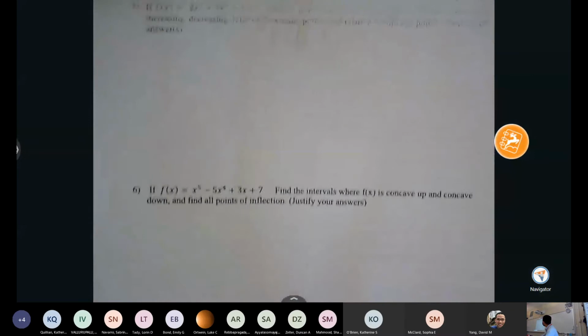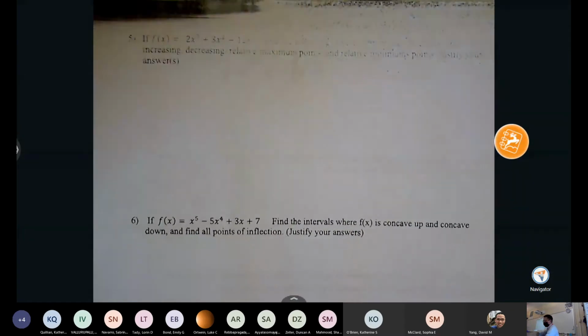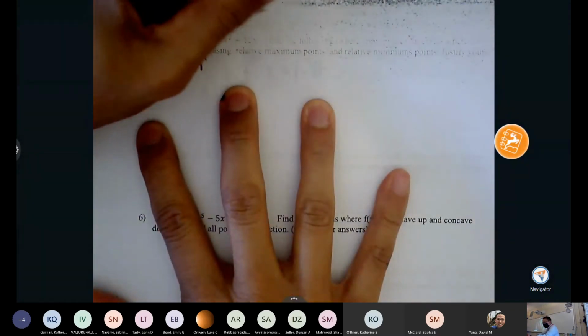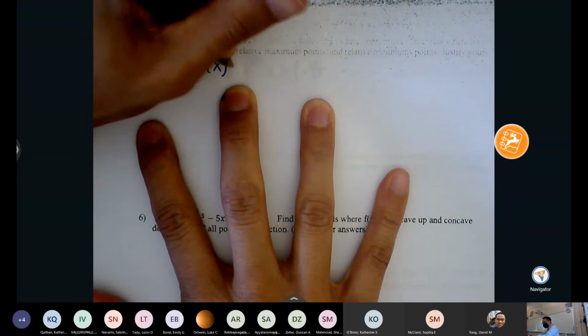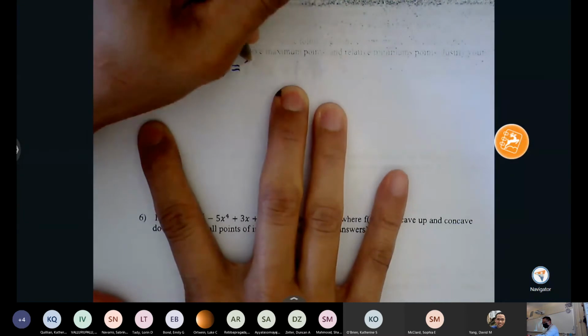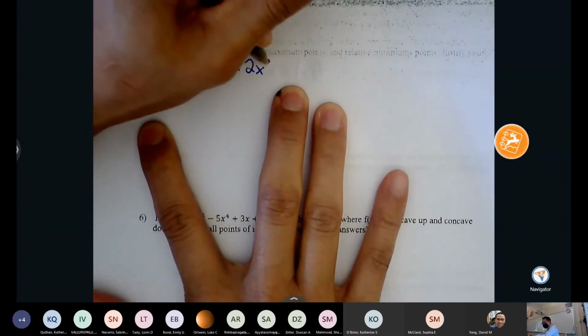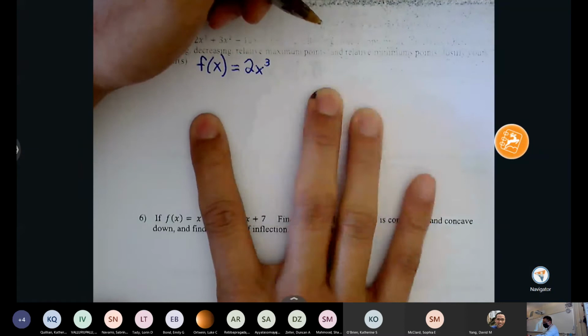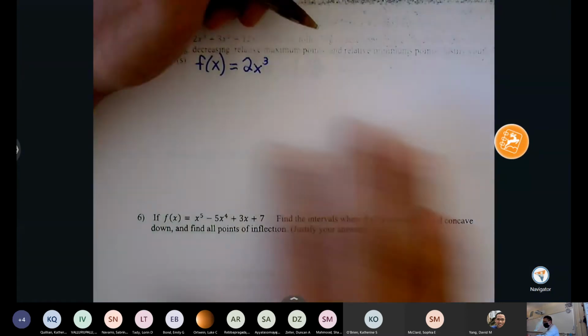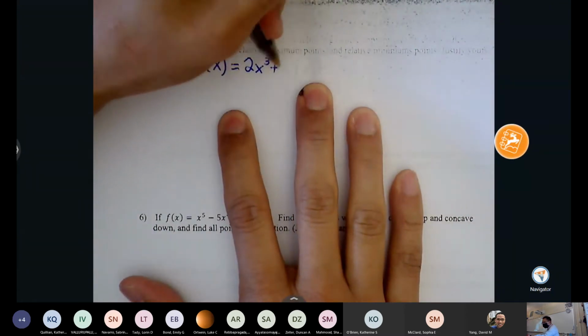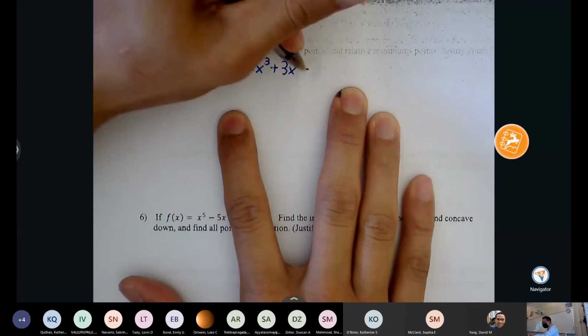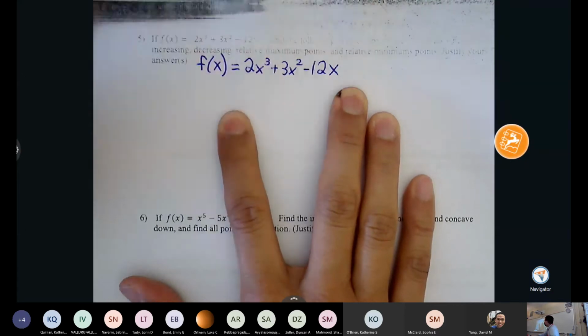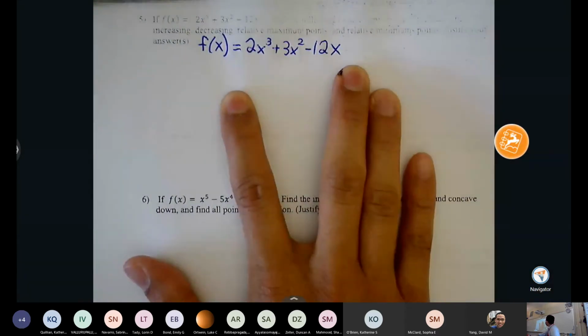Typically, I think students have an easier time with number 5 and 6. The issue with 5 and 6, though, is students lose points because a lot of times they don't include because statements. So everything you write down, max, min, increase, decrease, you have to put a because statement after every one of them. Okay, so first derivative test for number 5.